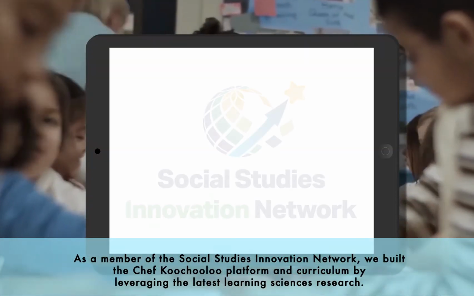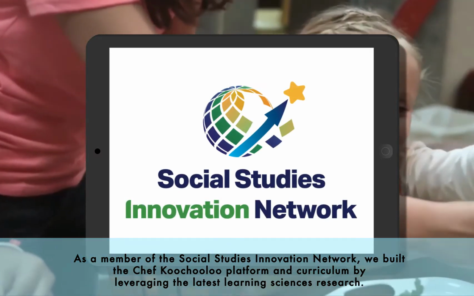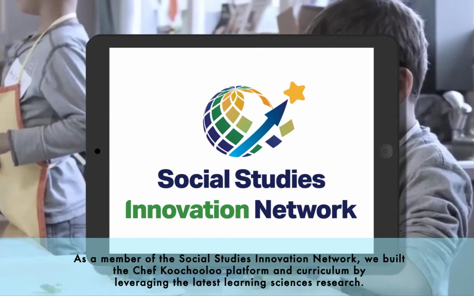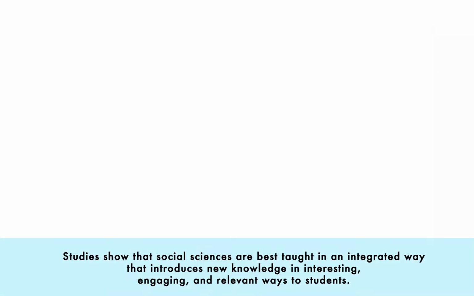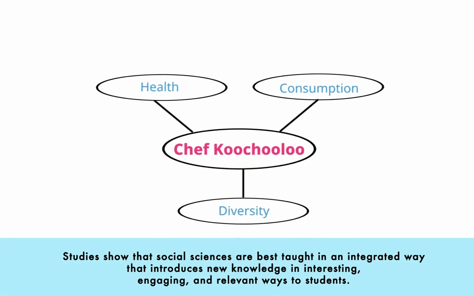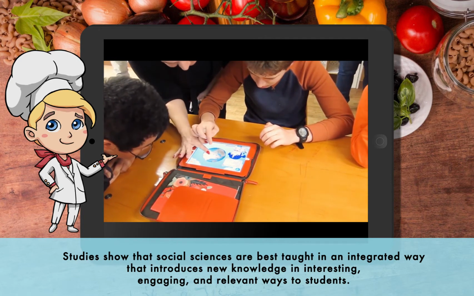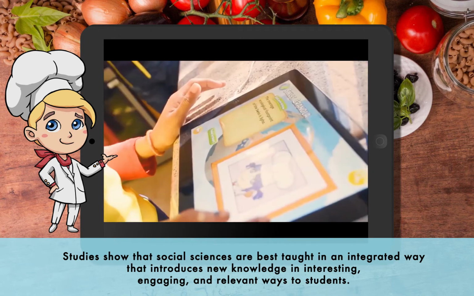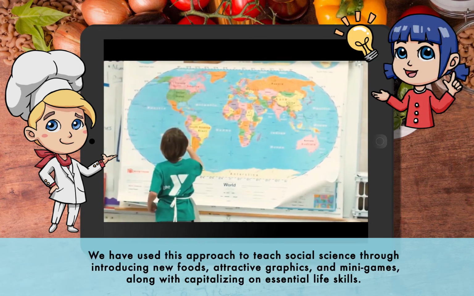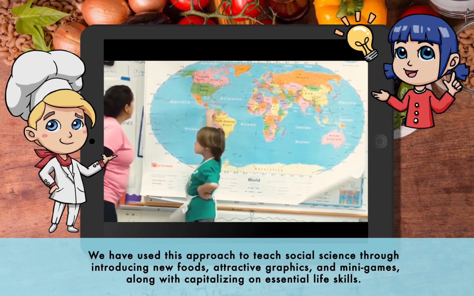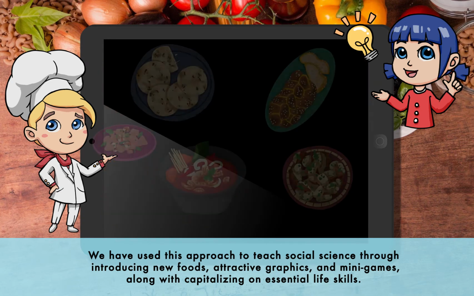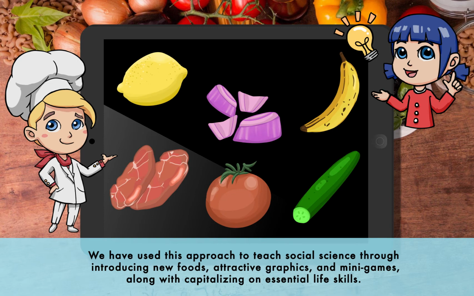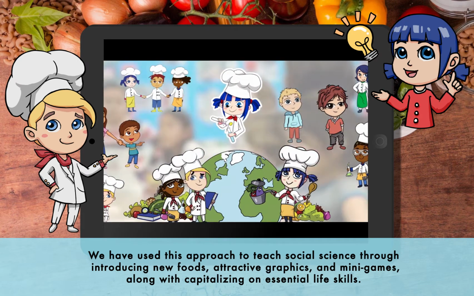As a member of the Social Studies Innovation Network, we built the Chef Koochooloo platform and curriculum by leveraging the latest learning sciences research. Studies show that social sciences are best taught in an integrated way that introduces new knowledge in interesting, engaging, and relevant ways to students. We have used this approach to teach social science through introducing new foods, attractive graphics, and mini-games, along with capitalizing on essential life skills.